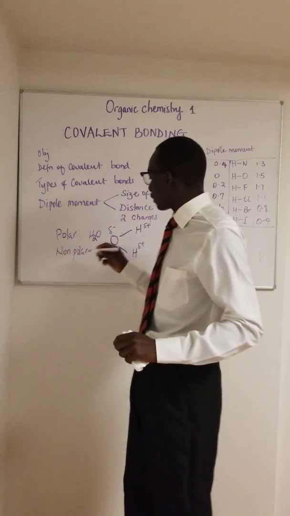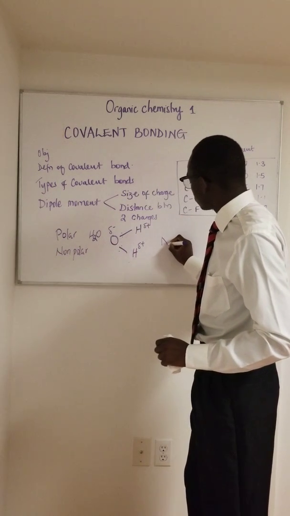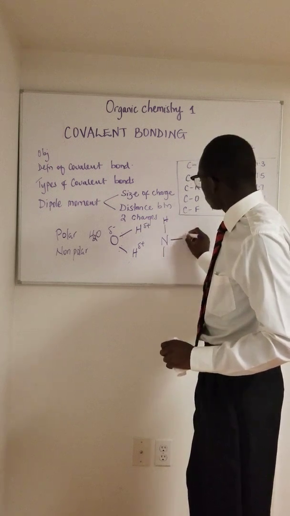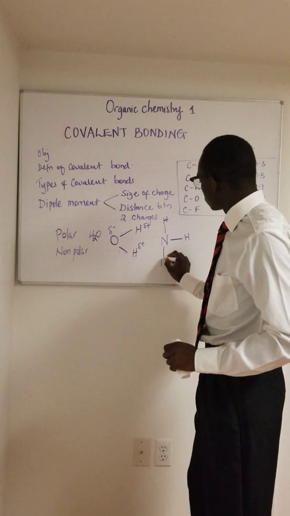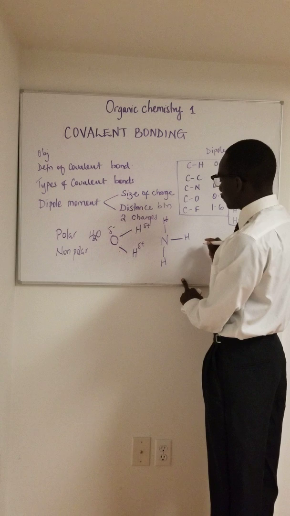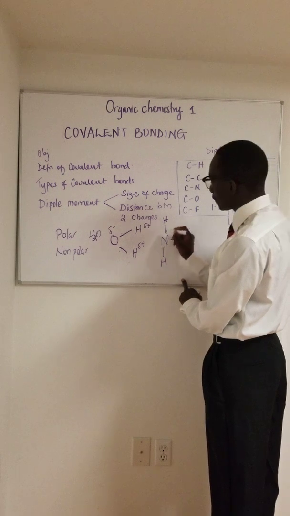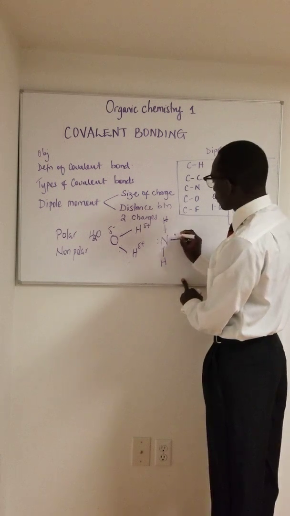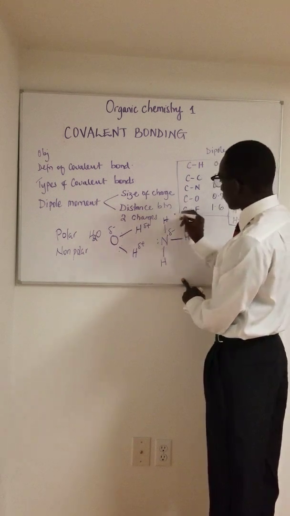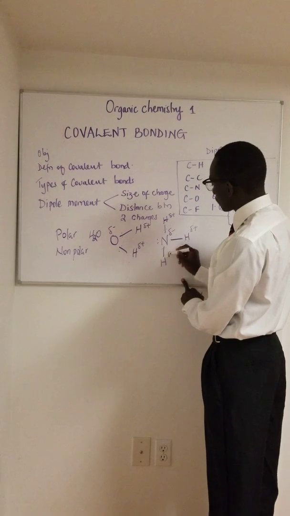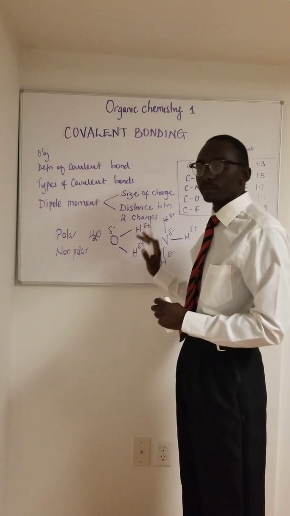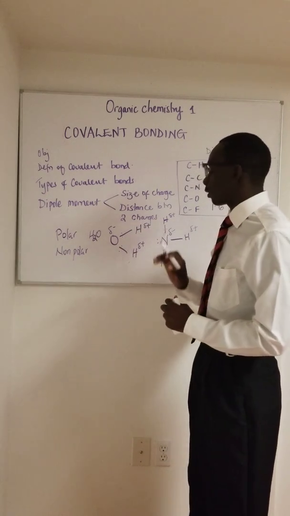Another good example is nitrogen in ammonia. Since nitrogen is more electronegative than hydrogen, it will pull electrons towards itself. This gives nitrogen a partial negative and the hydrogens a partial positive. So in the end, we get a polar molecule with a polar covalent bond.